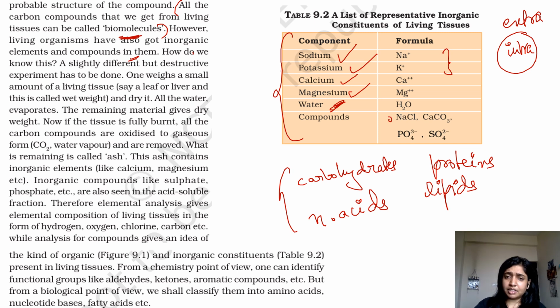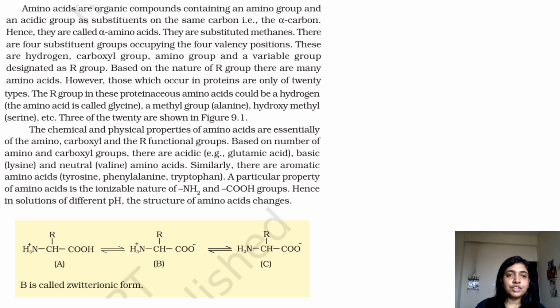And then these ions also form compounds amongst each other, and they also play a significant role in signal transmission and maintaining of osmolarity and downstream signaling. All right, moving ahead. So amino acids are organic compounds containing an amino group and acidic group.